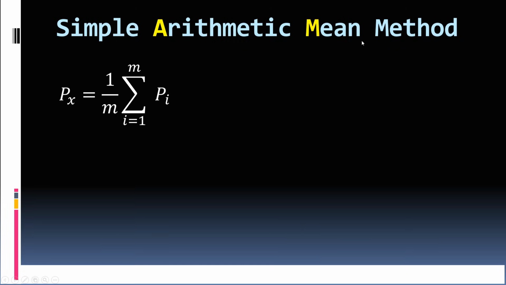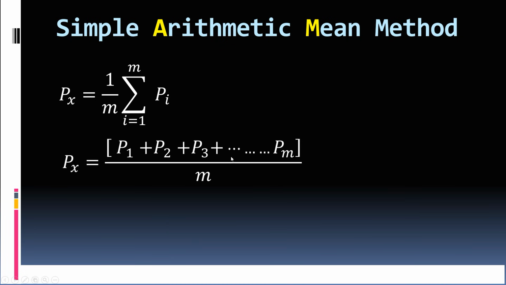Method 1. Simple arithmetic mean method. It calculates the missing precipitation at the target station by simply averaging the rainfall recorded at the surrounding index stations. Px is estimated as the summation of Pi over m, where i varies from 1 to m.